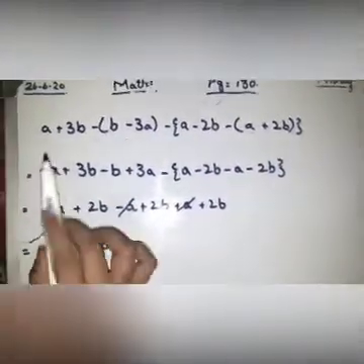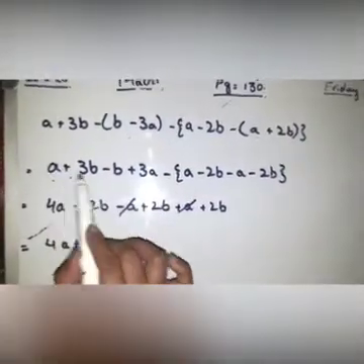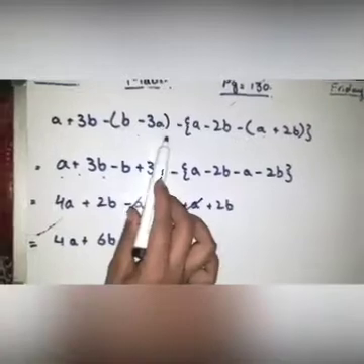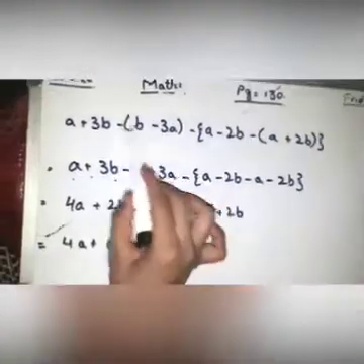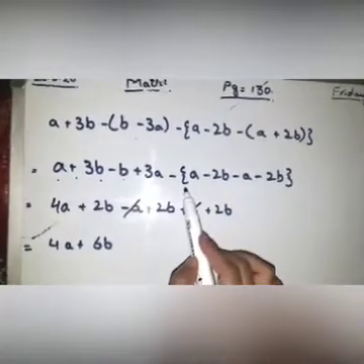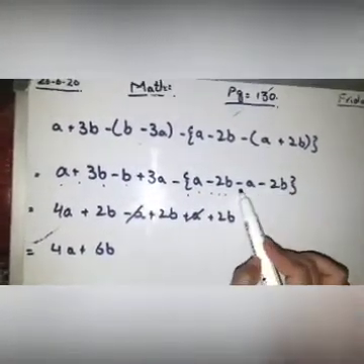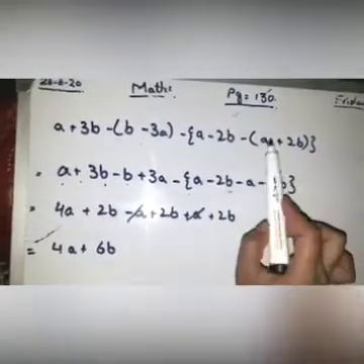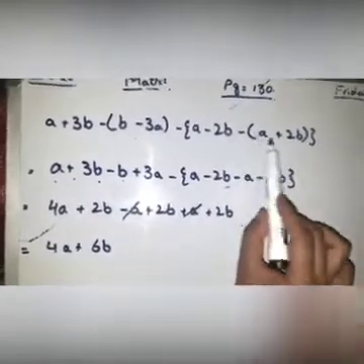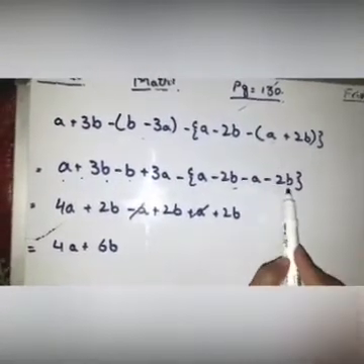Now you have this question. Simply what will you do? You will write a plus 3b the same, then you will open the bracket: minus b minus minus plus 3a minus, then the inside bracket a minus 2b a minus, and then you will open this bracket, so the signs will be multiplied: minus a minus plus minus 2b.